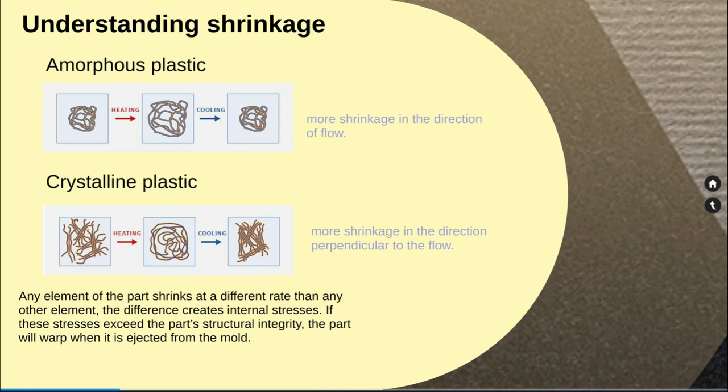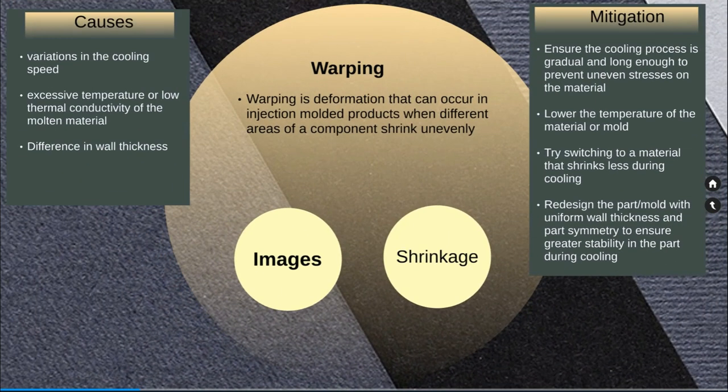As I said, warpage is caused by the difference in shrinkage. This difference creates internal stresses. If these stresses exceed the part's structural integrity, the part will warp when it is ejected from the mold. So what are the causes of warping? Warpage is caused by variations in the cooling speed, excessive temperature or low thermal conductivity of the molten material, and difference in wall thickness.